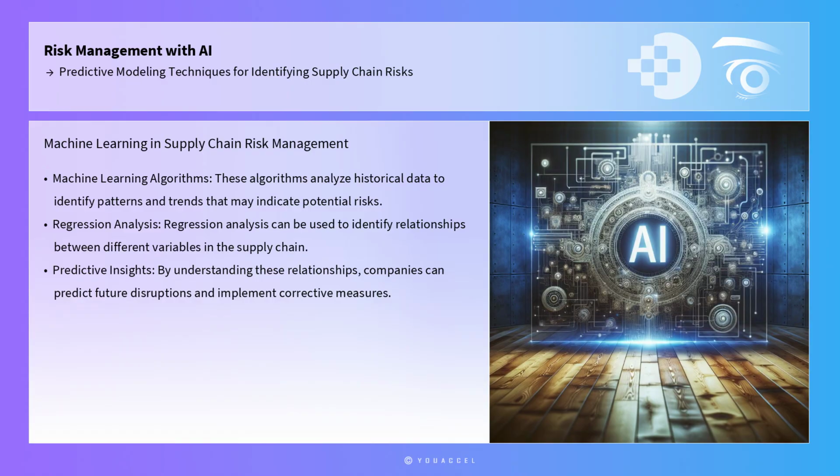One of the primary tools in predictive modeling for supply chain risk management is the use of machine learning algorithms. These algorithms analyze historical data to identify patterns and trends that may indicate potential risks. For example, regression analysis can be used to identify relationships between different variables in the supply chain, such as supplier performance and delivery delays. By understanding these relationships, companies can predict future disruptions and implement corrective measures.